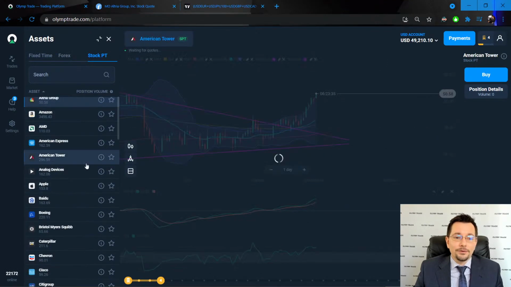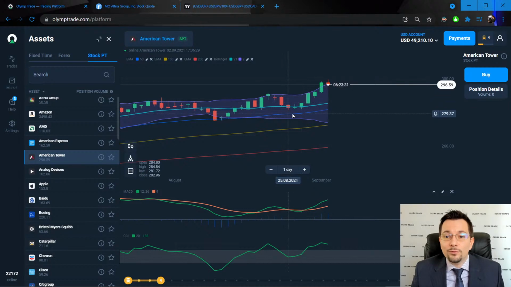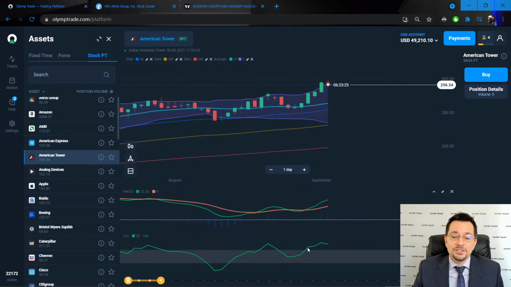Altera, American Tower, real estate, U.S. real estate has grown. You guys should have been in a webinar with me last week where I said American Tower is going to grow. Watch this stock. When the CCI breaks out, buy. Anybody who bought obviously would have been in the green. Congratulations to those guys. So now let's move on to the advanced stuff.